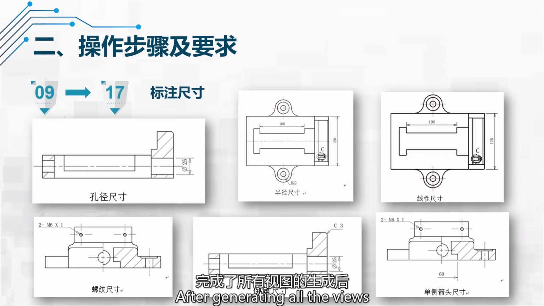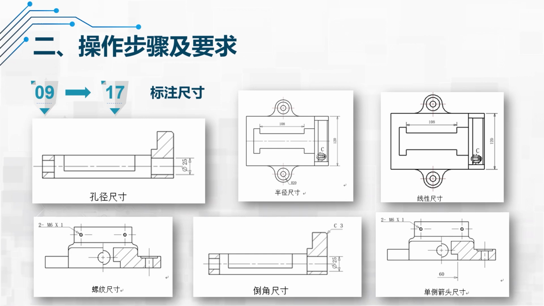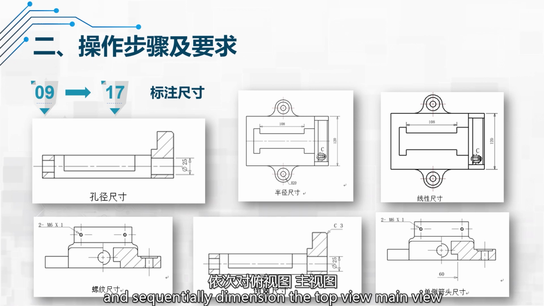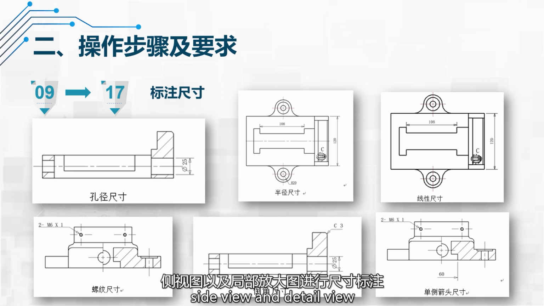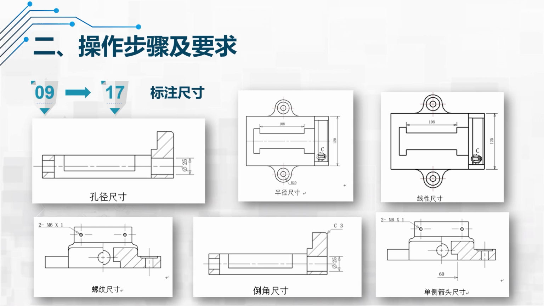After generating all the views, the next step is to dimension the views. Click the Quick Dimension command and sequentially dimension the top view, main view, side view, and detail view. Each dimension only needs to be marked once.